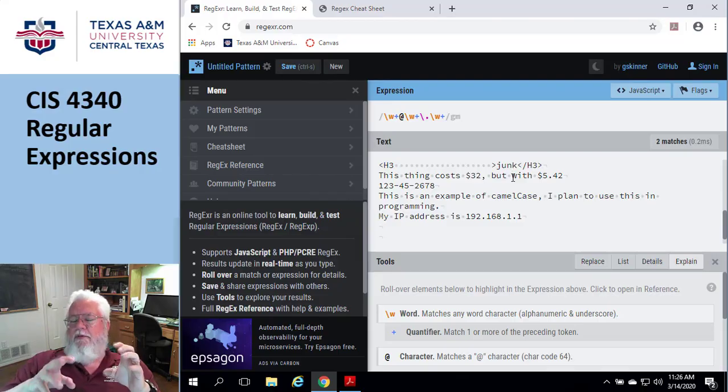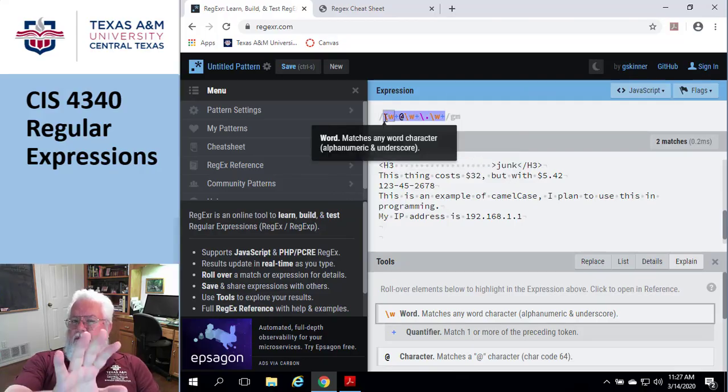I mean, 1 or 3 digits, right? It could be 2, could be 1, could be 3, can't be 4, can't be 0. So between 1 and 3 digits, a dot, and then 1 to 3 digits, a dot, and 1 to 3 digits, a dot. Now, there is a way you can spell this out, like this.